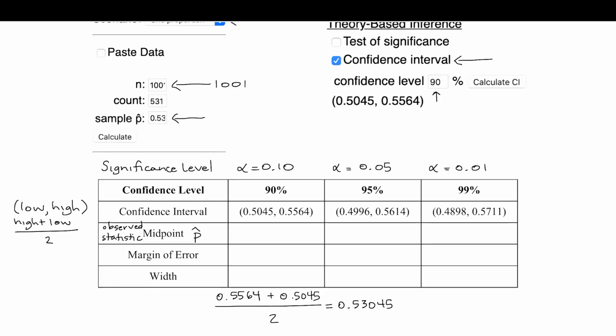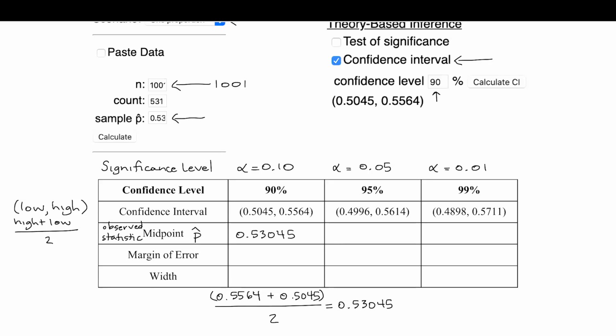And again, if you don't get that, the reason could be because you divided before you added. So if your calculator has parentheses, you want to put parentheses around the addition. I think I said subtraction a minute ago. Sorry about that. I meant addition. Otherwise, you should do the addition and hit enter and get the answer, and then divide that answer by 2. But 0.53045 is the midpoint in this case.